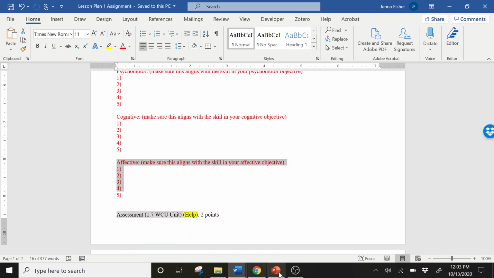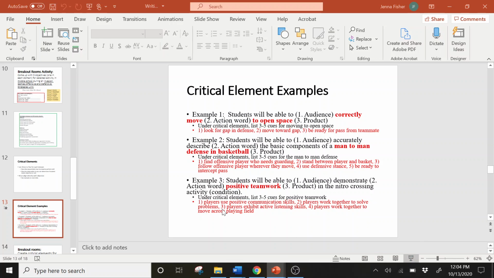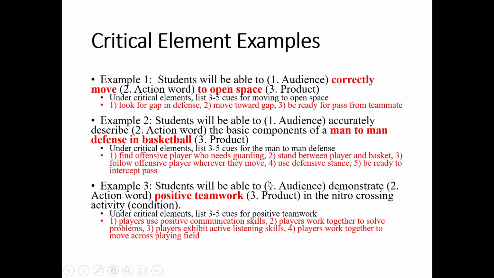And now to get at that affective objective: students will be able to demonstrate positive teamwork in a nitro crossing activity. If this was positive teamwork, the critical elements of positive teamwork, or how to demonstrate positive teamwork, are: players use positive communication skills, players work together to solve problems, players exhibit active listening skills, players work together to move across a playing field. These are all the components for how to use positive teamwork during our activity, and again, that's our affective objective.